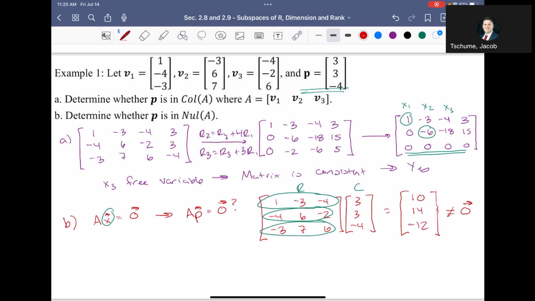Anyways, this is not the zero vector, so when the question becomes, is P in the null space of A? The answer is no, because it does not solve the homogeneous matrix equation.